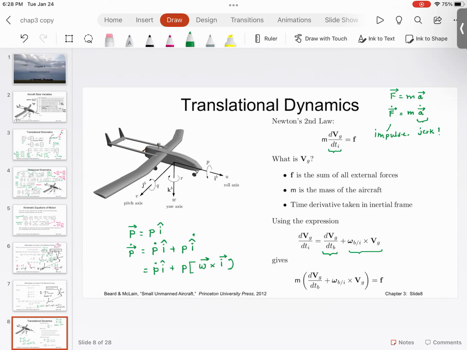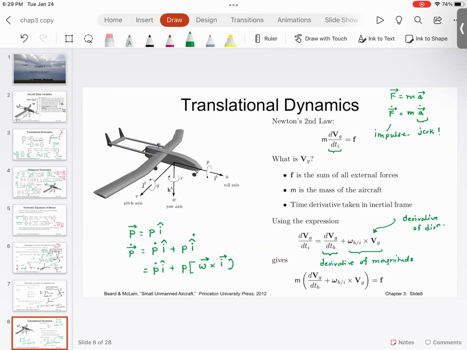So if you look at this equation, Vg is a vector. This is the derivative of the magnitude of the vector, and this indicates the change in the orientation, or basically the change in the direction, or I would say the derivative of direction. Are you with me so far? This is a very, very important equation.